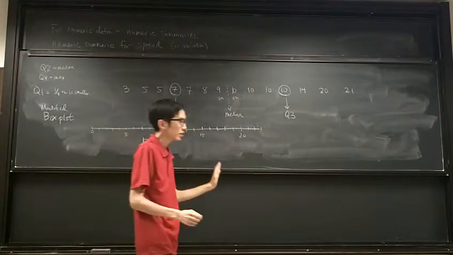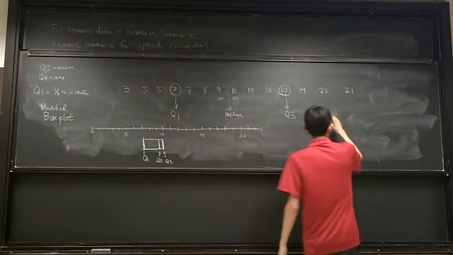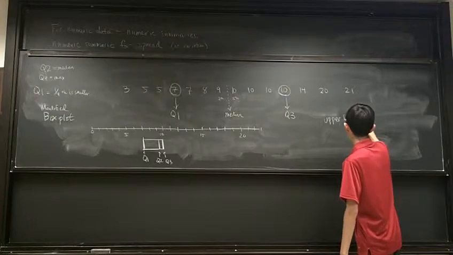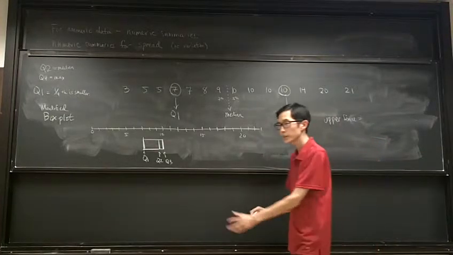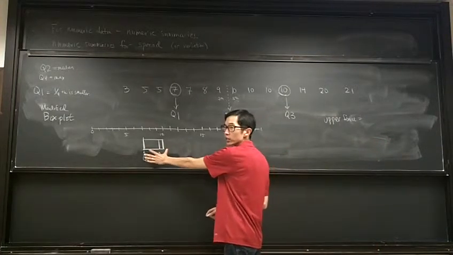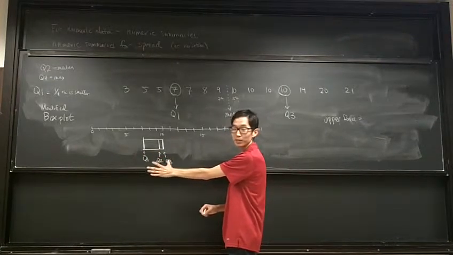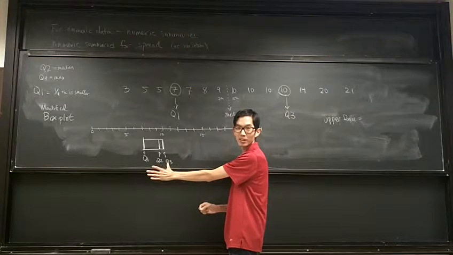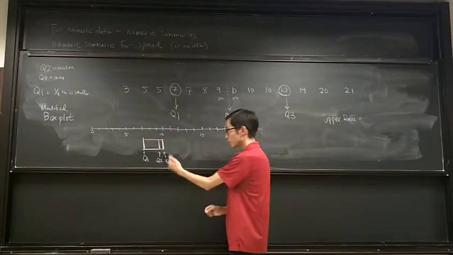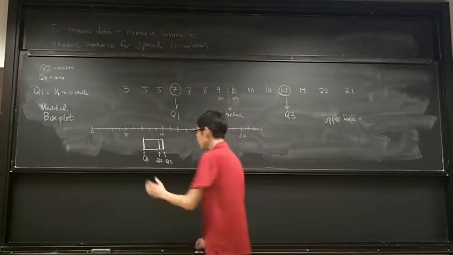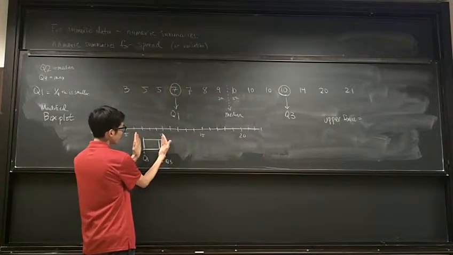I create something called the upper fence and the lower fence. For the upper fence, I take the width of this box. What's the width of the box? 3. What's another name for the width of the box? IQR. The IQR, right? Q3 minus Q1, that's the width of the box. I'm going to take 1.5 widths of the box.